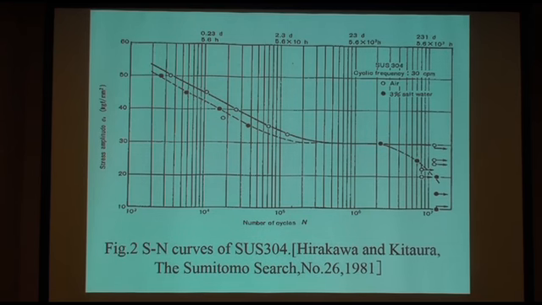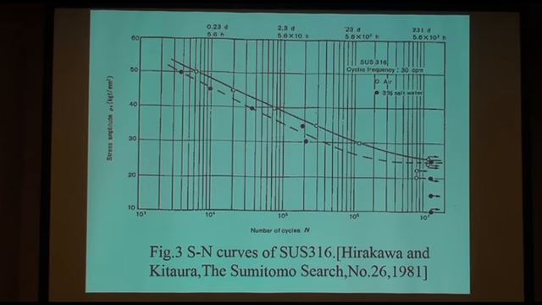This is a very old Japanese paper by Hirakawa and Tabuchi. They did the bending corrosion fatigue test for 304 and 316. In the 304 case, after a very long time, there was a sudden reduction of corrosion fatigue strength. However, for the 316 stainless steel, after 231 days, there was no reduction of fatigue strength. This is because of the molybdenum content of the 316 stainless steel.